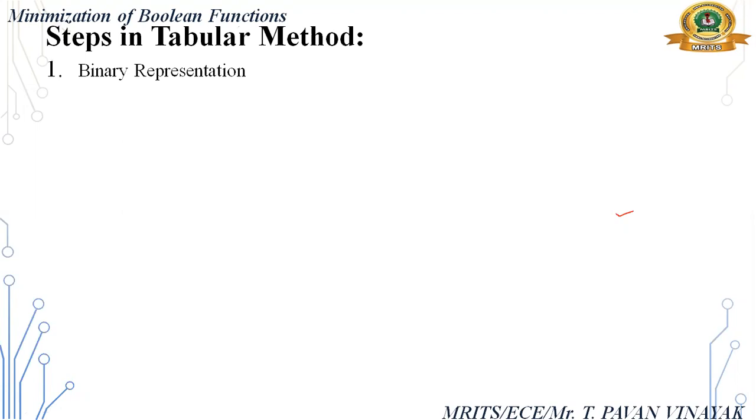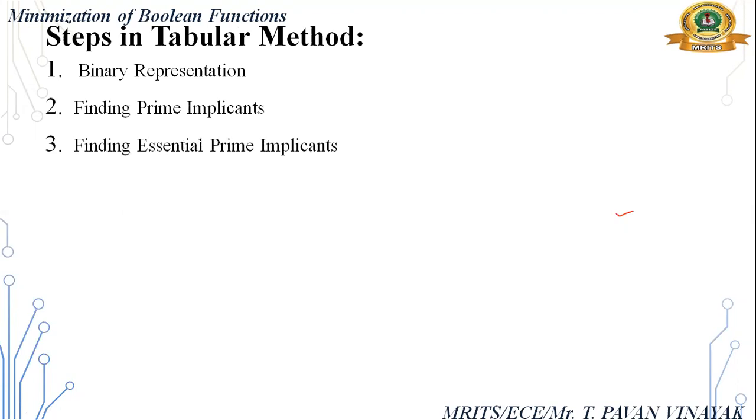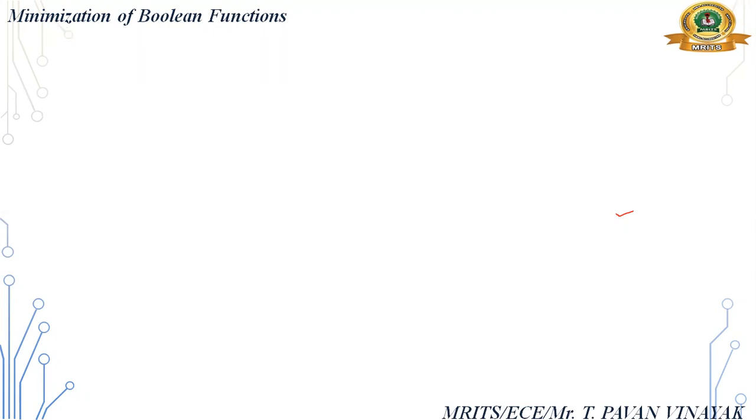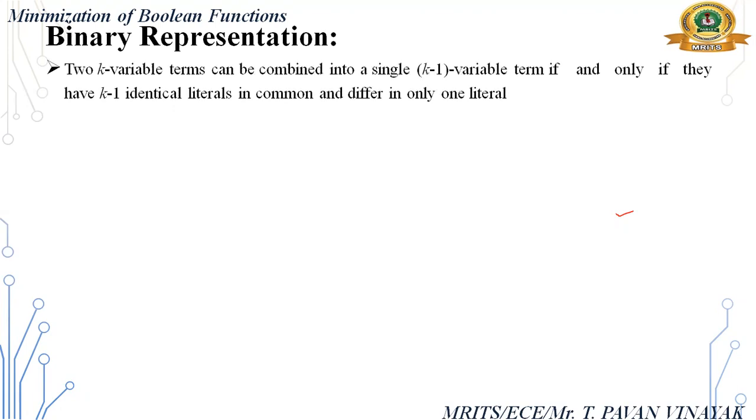So the tabulation method involves three steps. First one is binary representation. Second, after representing everything, you have to find prime implicants by using that algorithm. Next, finding essential prime implicants. So first, binary representation. What is binary representation? Two k variable terms are combined if and only if they differ by one literal.